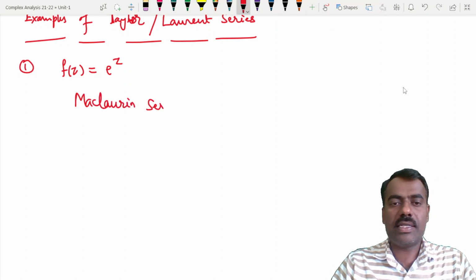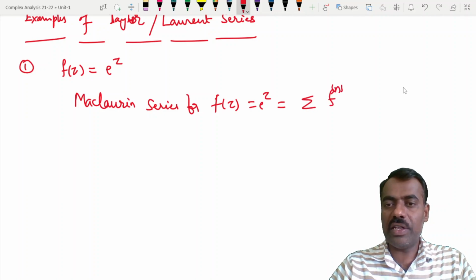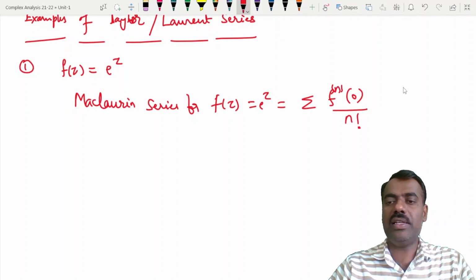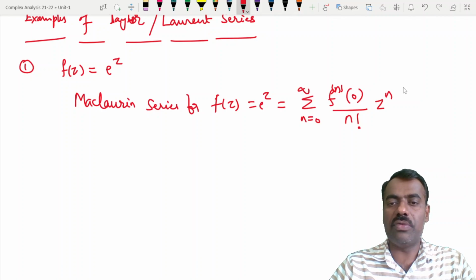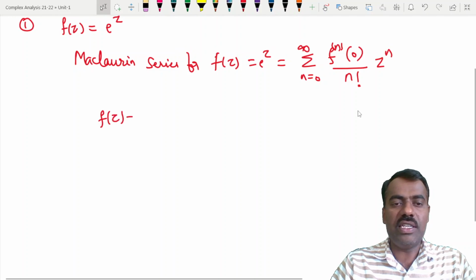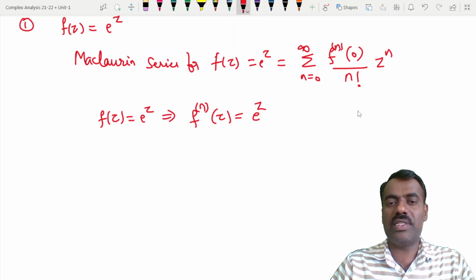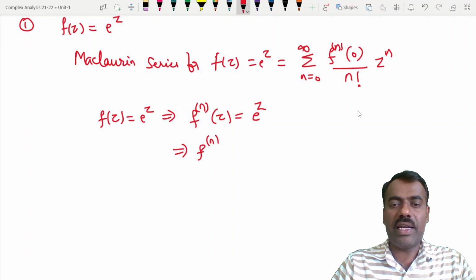So the Maclaurin series for this f of z, which is e power z, is equal to the summation of f nth derivative evaluated at 0 by n factorial, upon z power n, where n is from 0 to infinity, right? But here our f of z is e power z, so any nth derivative is again e power z. This implies evaluated at 0 is e power 0, which is 1, right?